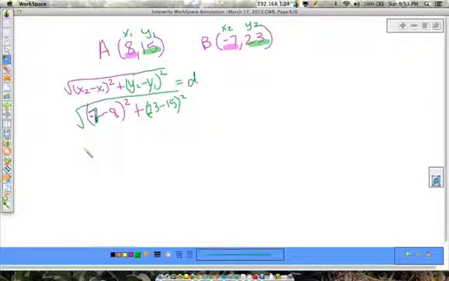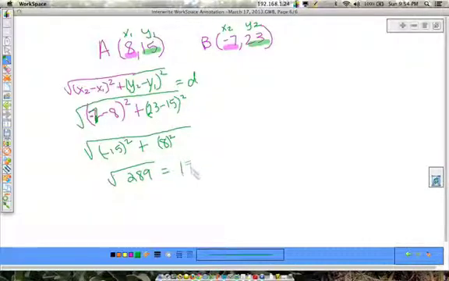So let's simplify what's inside that radical. Negative 7 minus 8 is negative 15, and we're going to square that whole thing, so that means negative 15 times negative 15. Then plus 23 minus 15 is 8, so 8 squared. If we simplify that, this is 225 plus 64, so that ends up being the square root of 289, which equals 17. So the distance between those 2 points is 17.